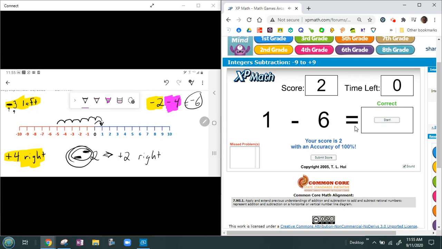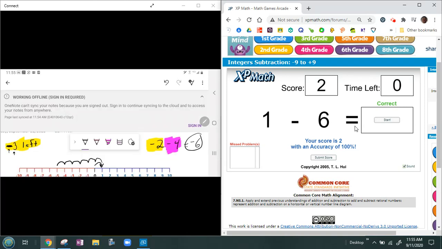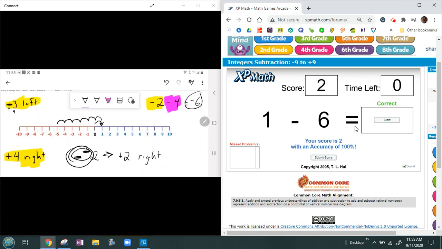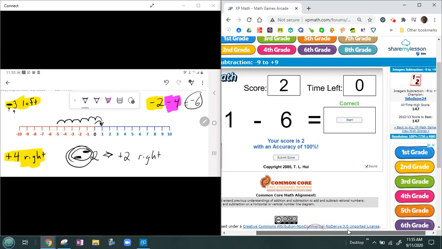Okay, so it does take practice. I hope this helps you at least visualize it a little bit. If you need to write yourself a number line or a couple number lines and quickly use those to help you, then do that. Work at it, and if you need more help, please let me know.